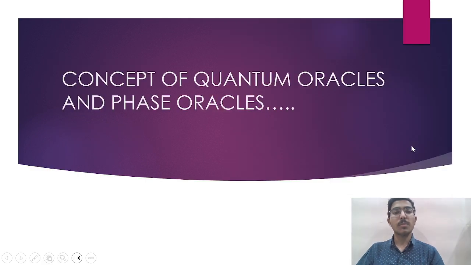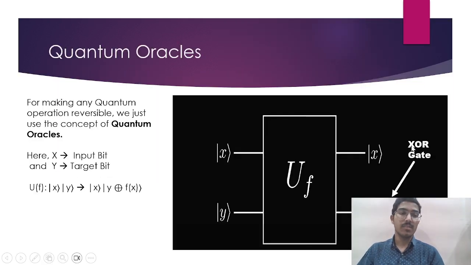Now we will learn about the concept of quantum oracles and phase oracles. Quantum oracle: we know that quantum oracles are used to make quantum operations reversible. Here I have given the graphical representation of a quantum oracle, in which x is used as the input bit and y is used as the target bit. Here I have also given the equation of the quantum oracle, which includes the XOR gate and has the output y XOR f of x.